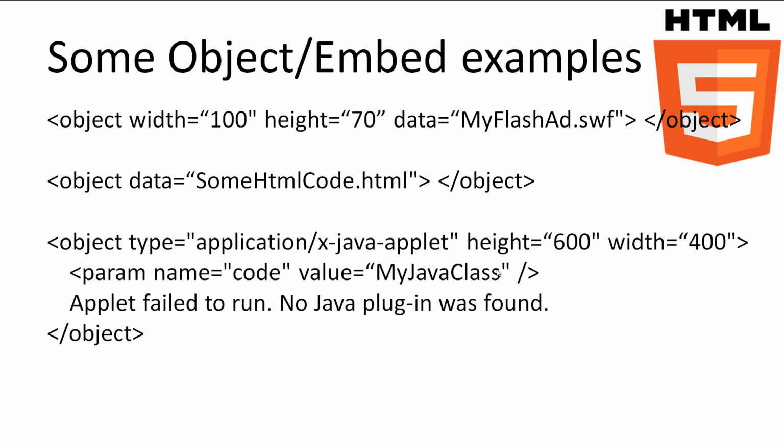Alright, finally, we have the example of the way you're meant to put a Java applet into a web page in HTML5. We tell the browser that the object is a Java applet, and we want to specify the height and width. We then set the parameter tags up for the code, and we set the value to a Java class in the folder. And we can finally tell the user that they don't have Java installed if it fails to load.